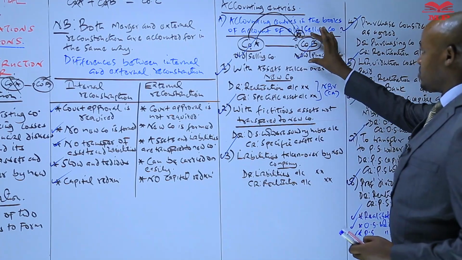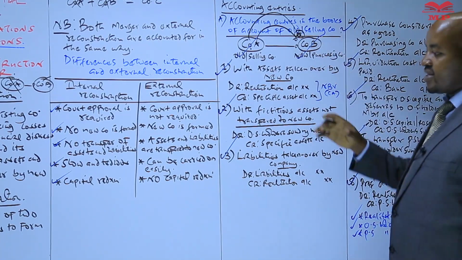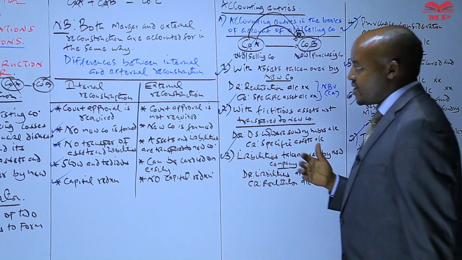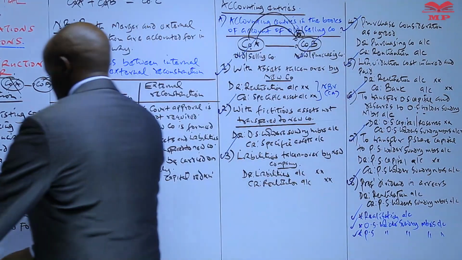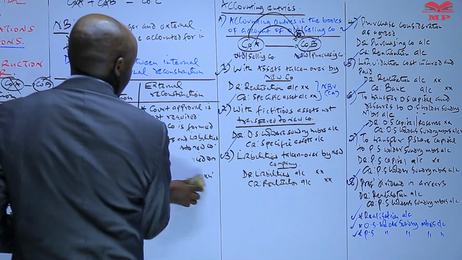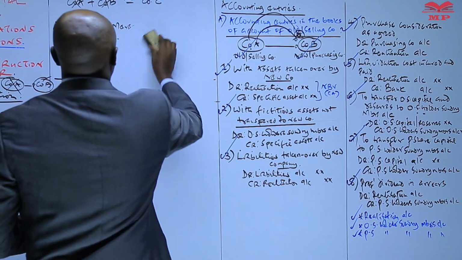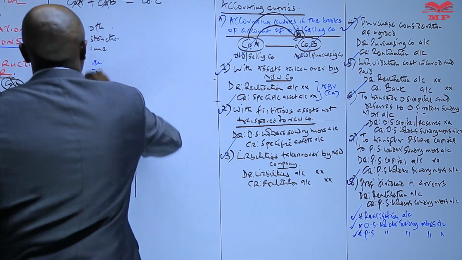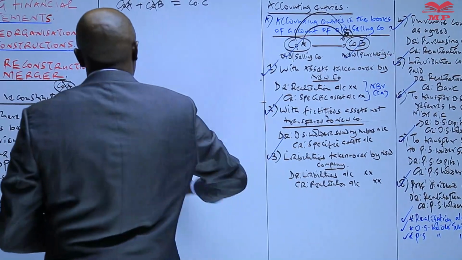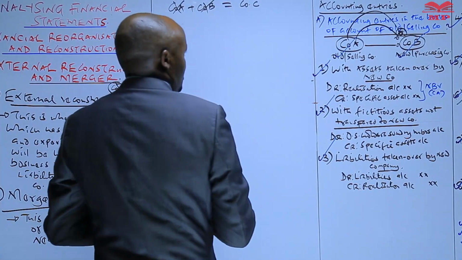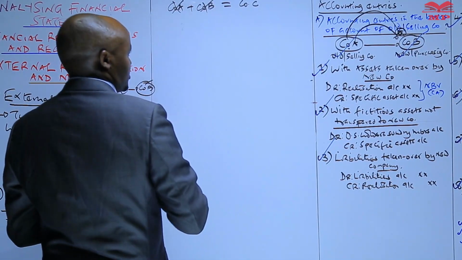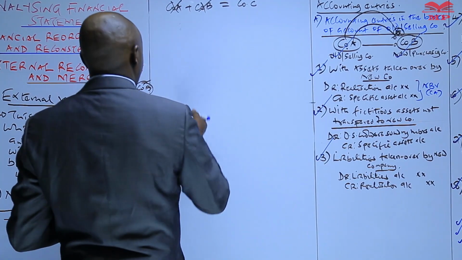Then next, I want us to look at the accounting entries which are made in order to open the books of account of the new company. So let's look at that. Accounting entries in the books of account of the new company.